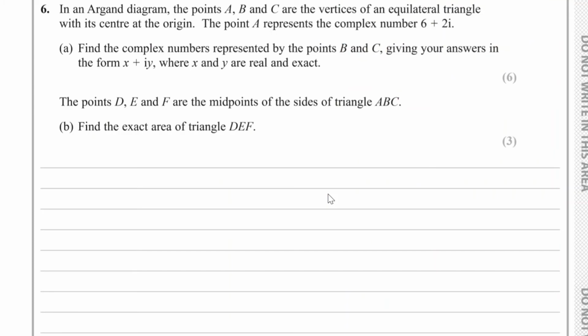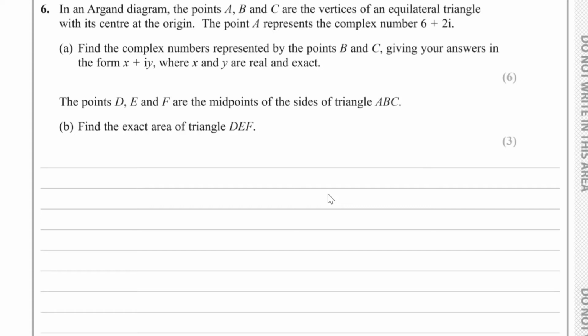Question number 6. In an Argand diagram, the points A, B and C are the vertices of an equilateral triangle with its centre at the origin. The point A represents the complex number 6 plus 2i. We have to find the complex numbers represented by the points B and C, giving the answers in the form x plus iy, where x and y are real and exact. This is a fairly complicated question.